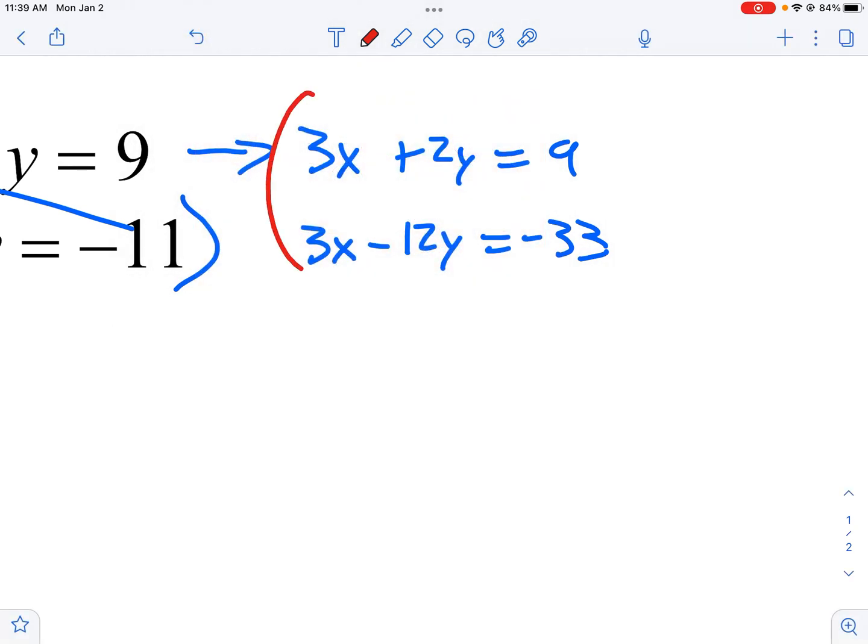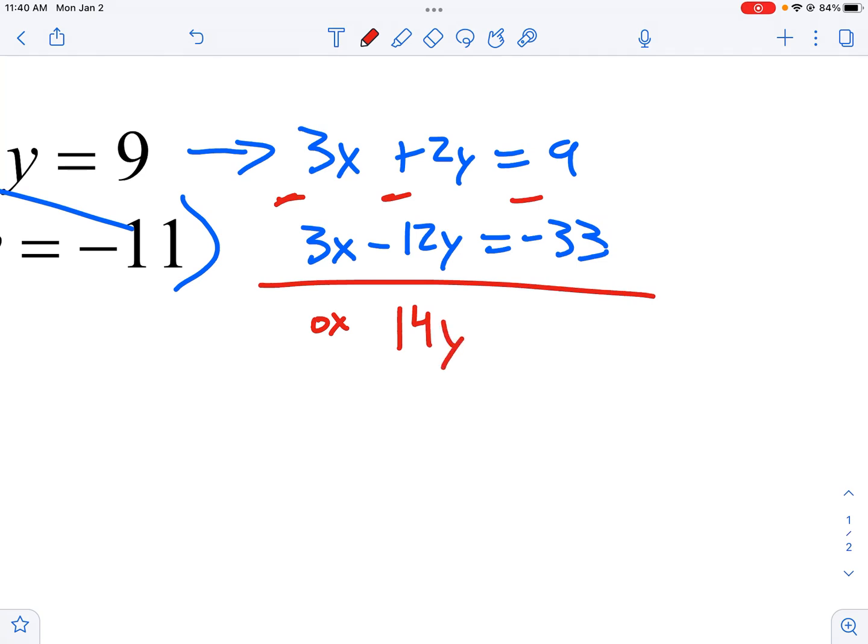So now that I've done that, now I can look at my x's and say, okay, now I can eliminate. These have the same sign, and so I'm going to subtract, and that'll give me 0x. Awesome. Since I subtract there, I want to subtract down my other columns. 2 minus negative 12, be very careful with your signs, is positive 14y. And then 9 minus negative 33 is the same thing as 9 plus 33, which is going to give you 42.